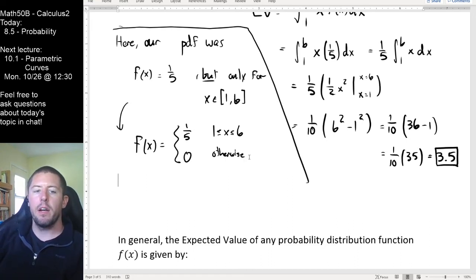Because there is no probability that our computer will ever output the value of like 14, right? It's never going to do that. It's always going to be between 1 and 6.